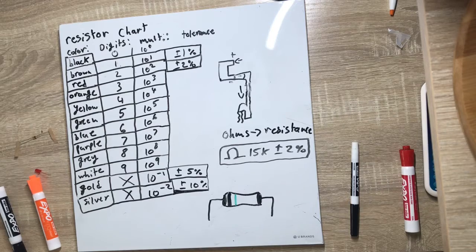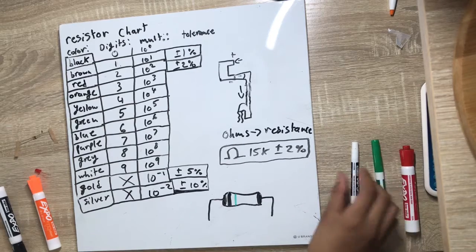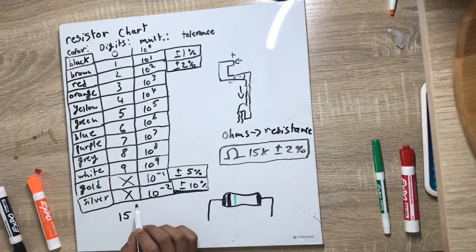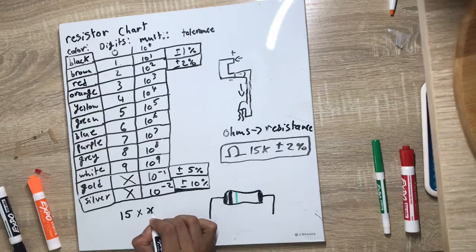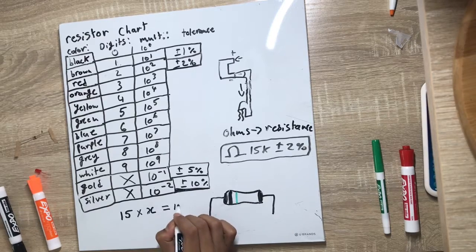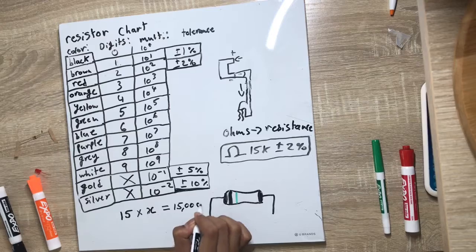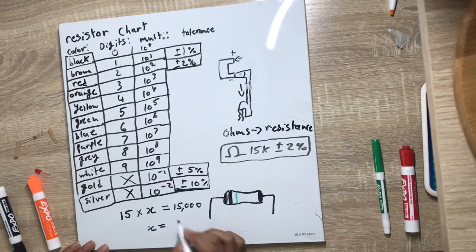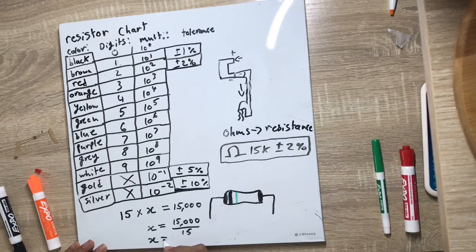Then we have to find our multiplier value. So let's write this down here. Our first 2 digits are 15. Then we have to multiply this by something. Let's say that's x, and we will get 15,000, right? So using simple algebra, we can say that this x value, or the multiplier value, will equal 15,000 divided by 15. So this means that x equals 1,000, right?